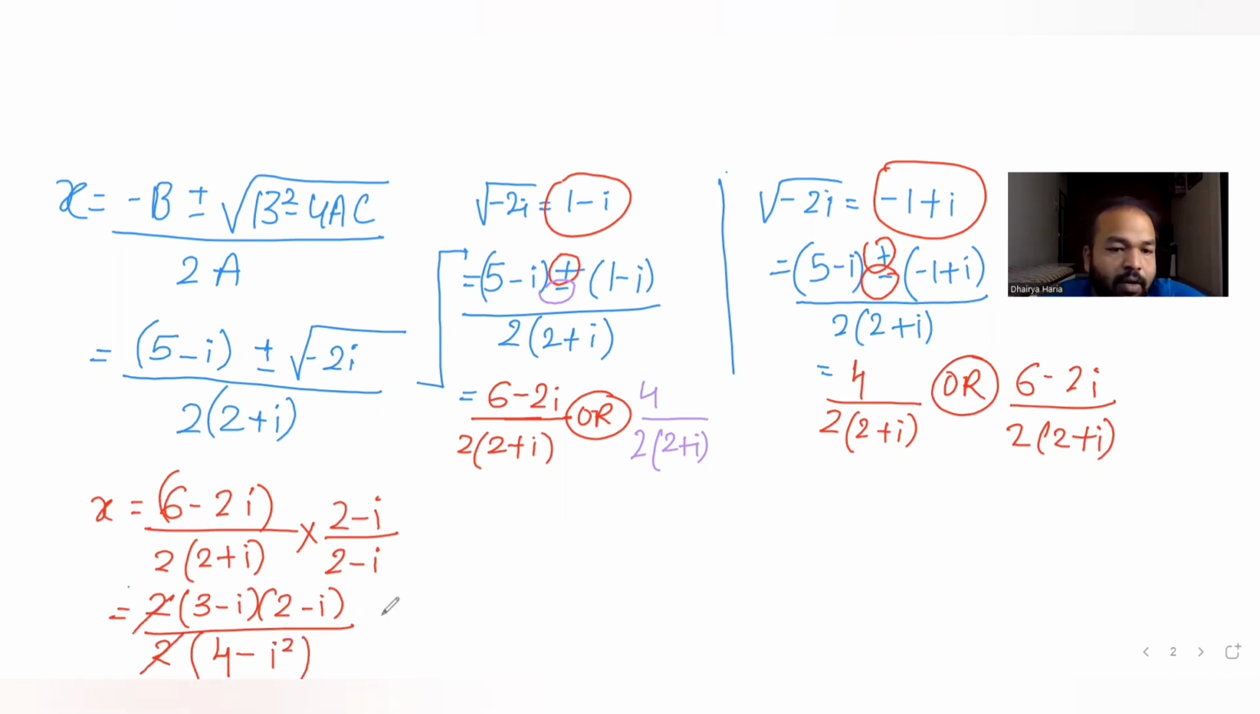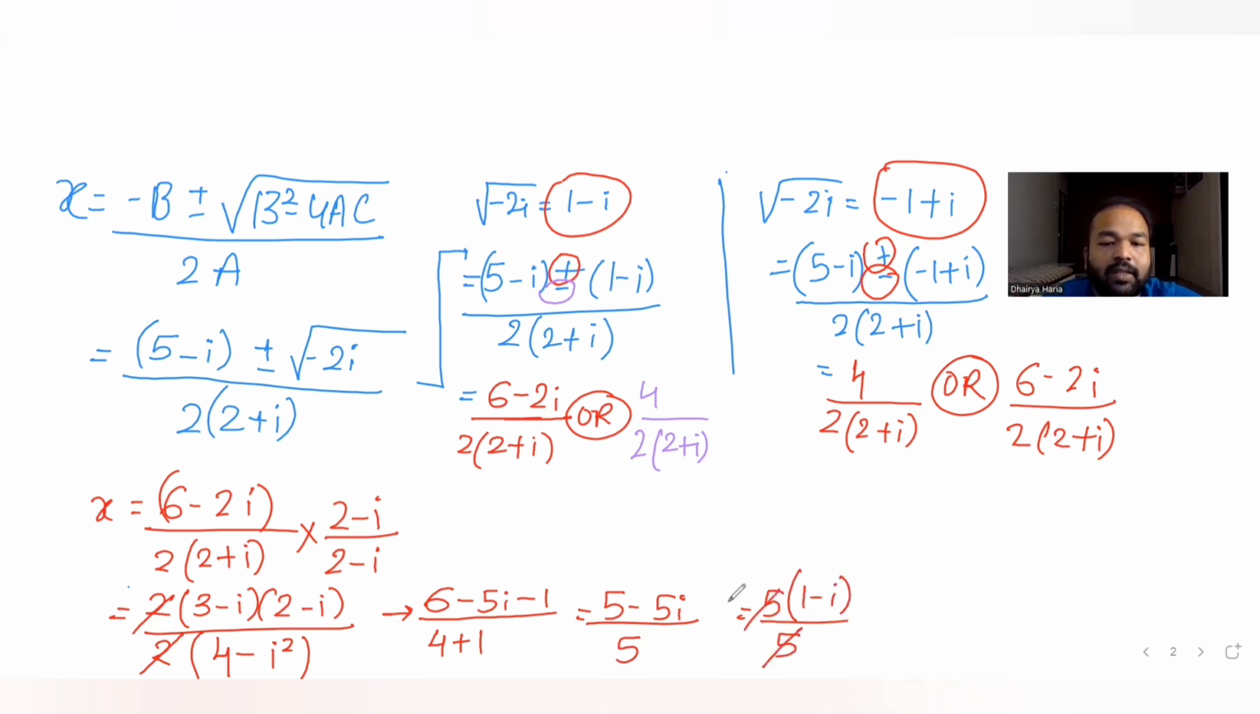So 2 gets cancelled. What you're left with here is 3 minus i into 2 minus i, that is 6 minus 3i minus 2i, so minus 5i, and plus i square will give you minus 1 upon 4 and minus i square. So i square is minus 1, so minus into minus 1 is plus 1. So this gives you 5 minus 5i upon 5. 5 I'll take out common, 1 minus i, upon 5 gets cancelled, so you get one root of the equation as 1 minus i. So that is your first root of the question which was asked.